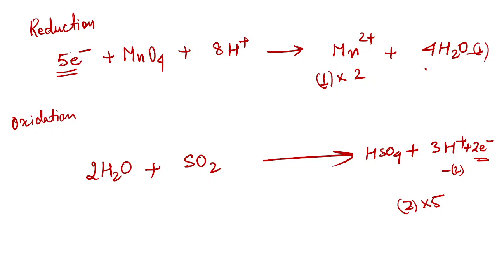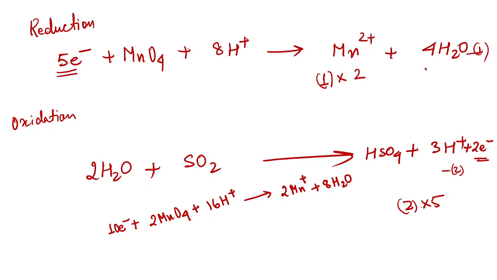You see, the first equation, since we are multiplying by 2, will become 10 electrons plus 2 MnO4 plus 16H positive, changing to 2 Mn positive plus 8 molecules of water. I have done nothing, I have just multiplied the complete reaction by 2.